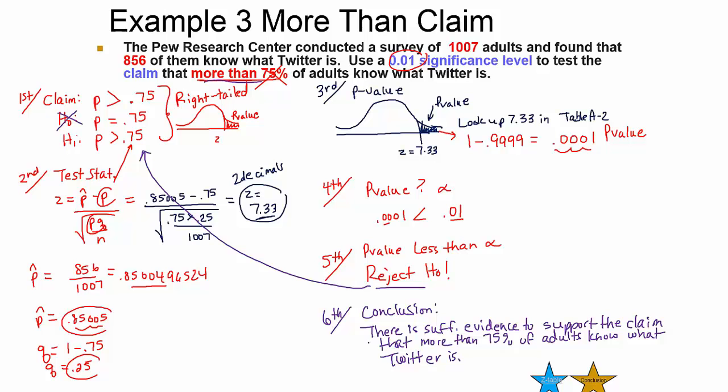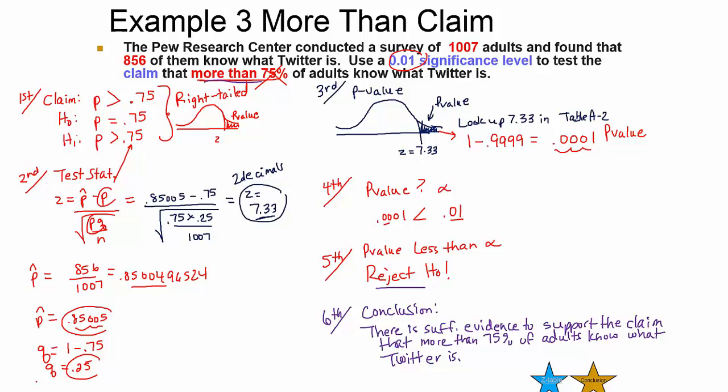Okay, so now that you've seen all of the steps for a complete hypothesis test, and this one involved a greater than, so remember if it's a more than claim, you're going to have to subtract the area that you get from your table from 1 to get the correct area under the curve. Now let's look at one more hypothesis test.